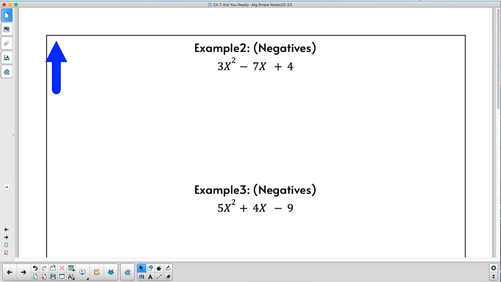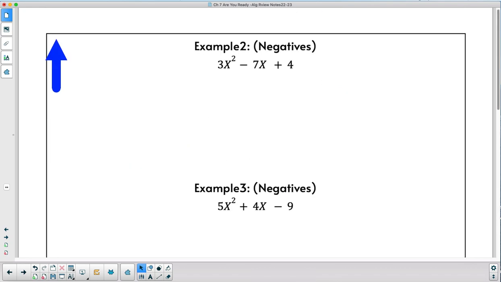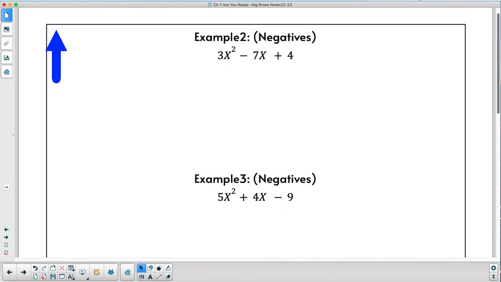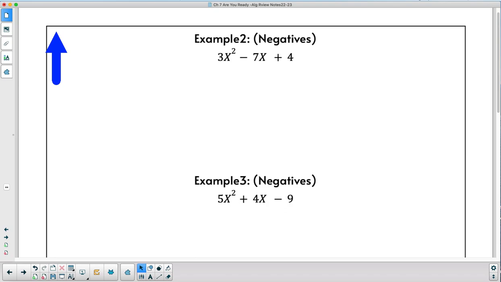I'm going to move on, and I'm going to have you give this one a try, because these last 3 are kind of tough, but I want you to give this one, example 2, a try, and I'll do example 3. Go. Oh, hey, turn me off. All right. You're probably ahead of me.